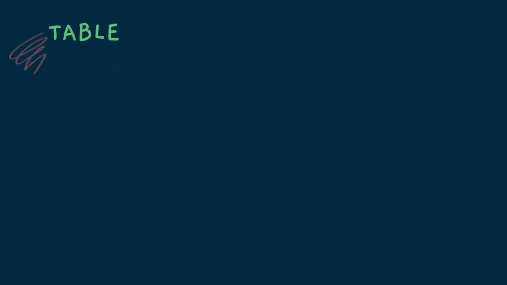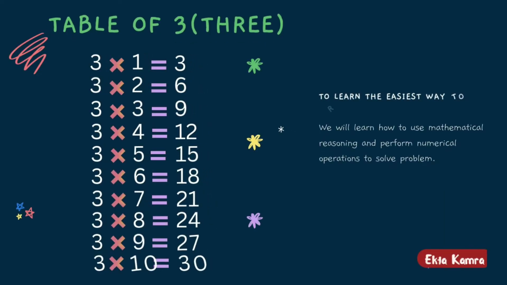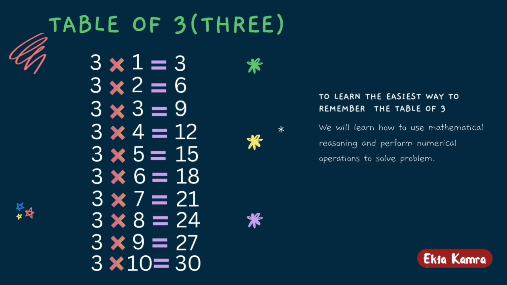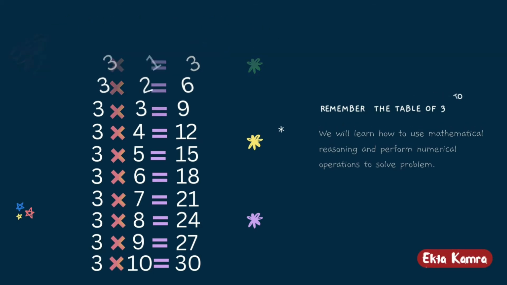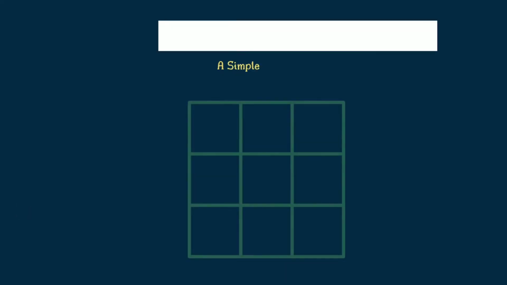Here is the table of 3. So 3 1 is 3, 3 2 is 6, 3 3 is 9, 3 4 is 12, 3 5 is 15, 3 6 is 18, 3 7 is 21, 3 8 is 24, 3 9 is 27 and 3 10 is 30. So let's take a grid box of 3 by 3.